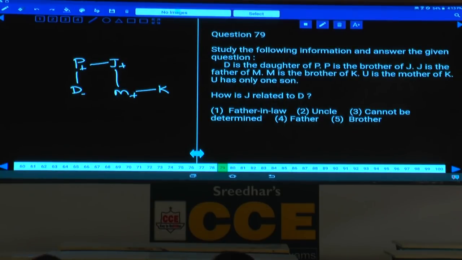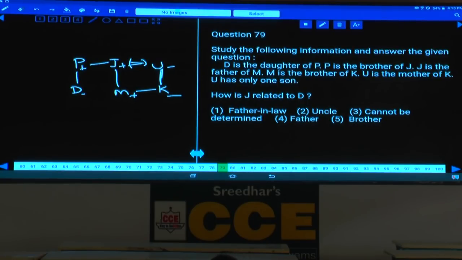U is the mother of K. M is the brother of K and U is the mother of K. U has only one son. As U has only one son, J and U are a married couple. J and U have only one son, and this K must be the daughter.